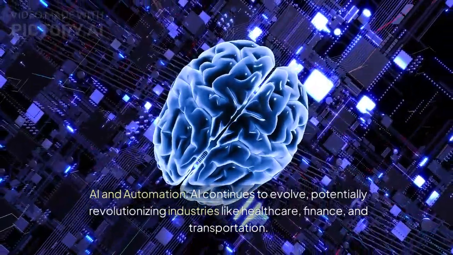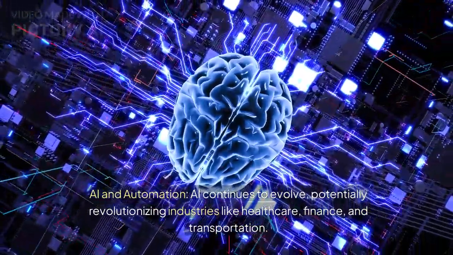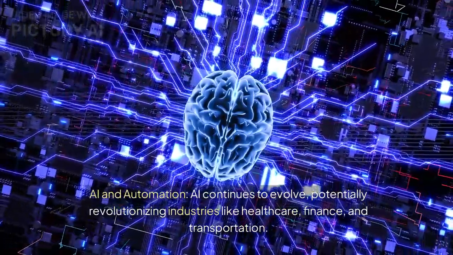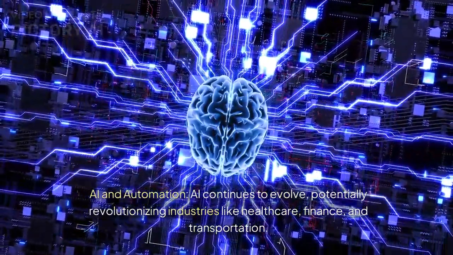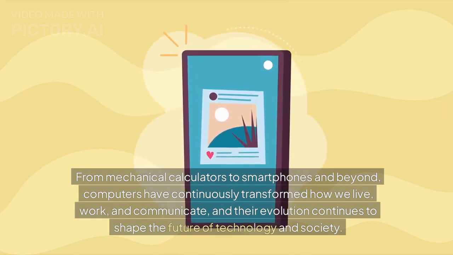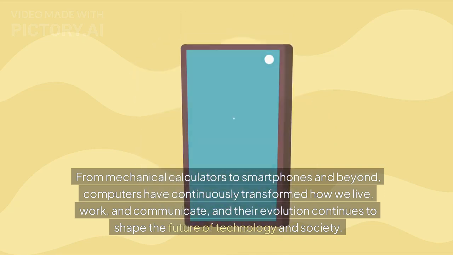AI and automation. AI continues to evolve, potentially revolutionizing industries like healthcare, finance, and transportation. From mechanical calculators to smartphones and beyond, computers have continuously transformed how we live, work, and communicate, and their evolution continues to shape the future of technology and society.